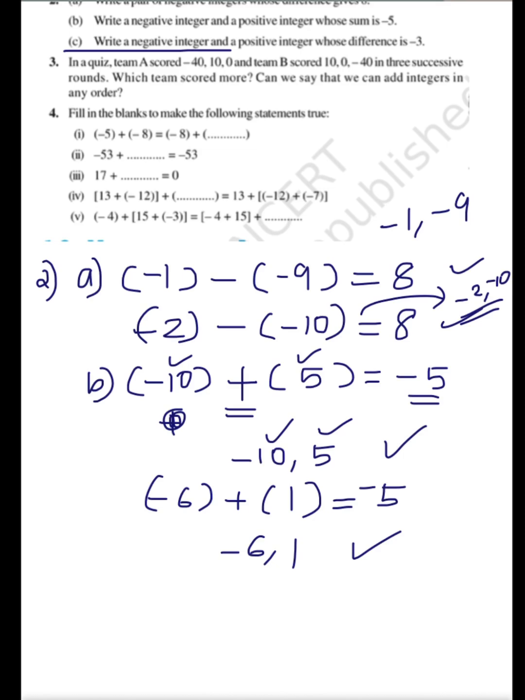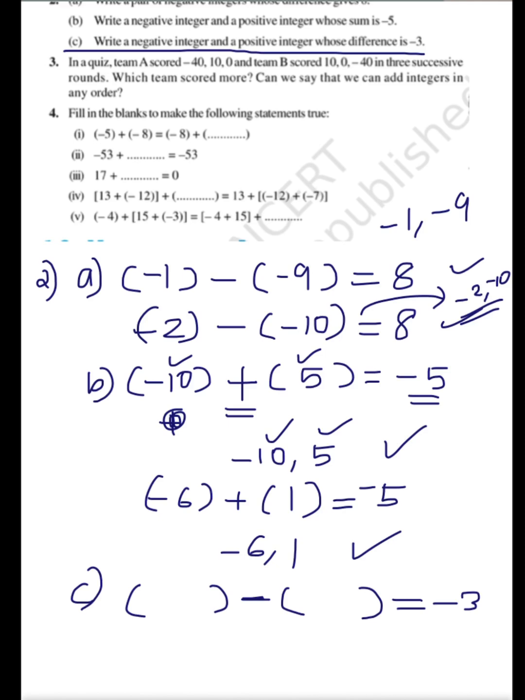Write a negative integer and a positive integer whose difference is minus 3. What is C? There should be a negative integer as well as a positive integer, and whose difference should be minus 3. Difference means minus, and the answer should be minus 3. And the condition is that one should be positive and one should be negative.